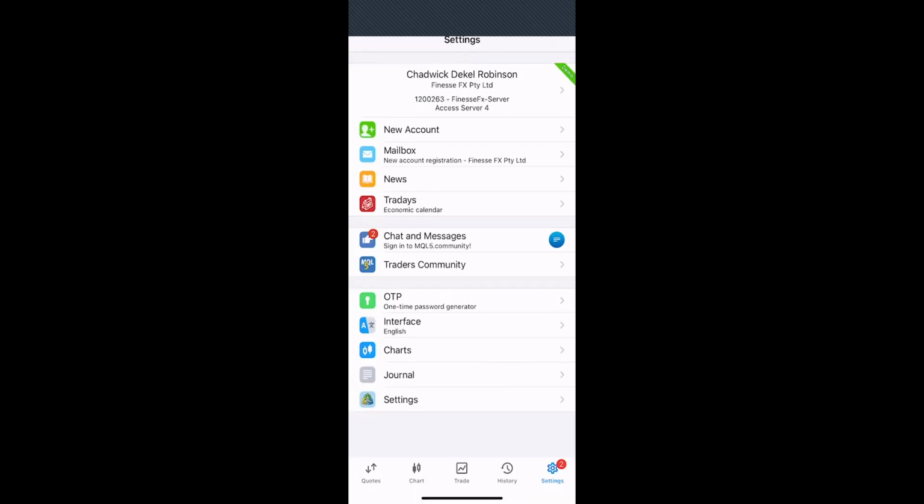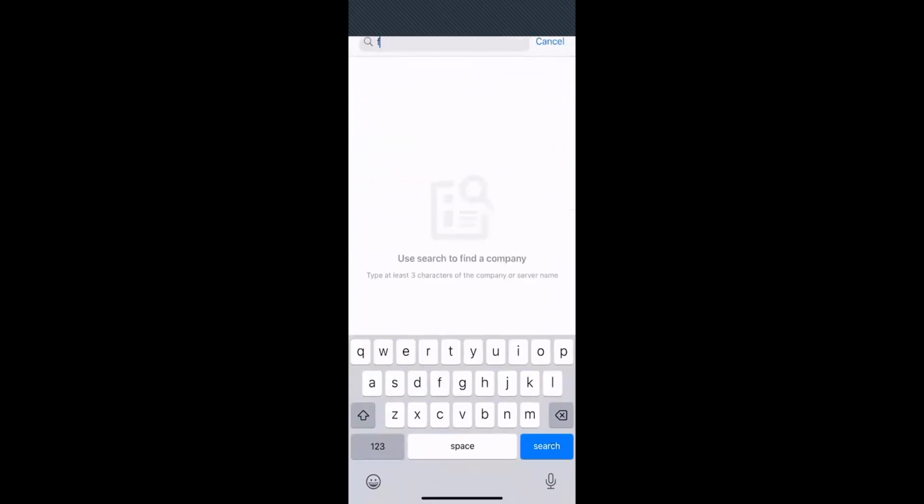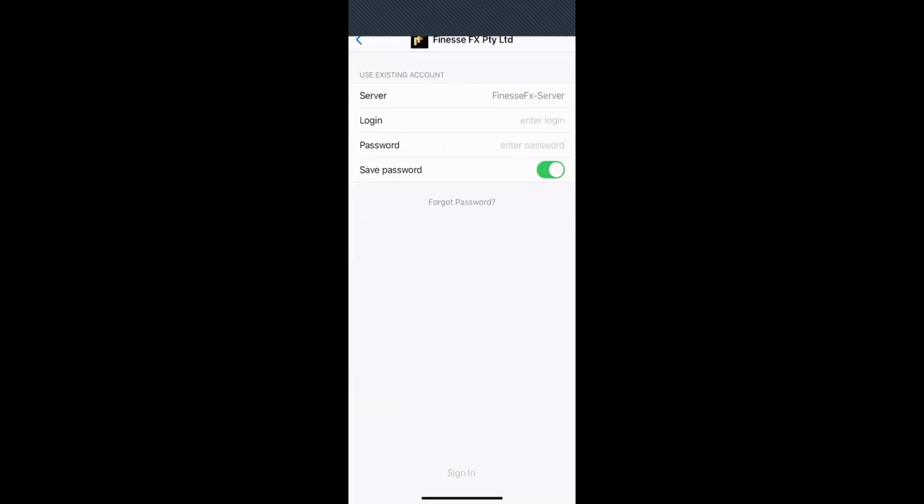So what you'll do is you'll go to the top where you see here, and you can just go to new account. Then you can search Finesse FX and you'll see it right there. You'll click, and it'll ask for your login and your password. You'll enter your login and your password, and now your Finesse FX is connected to your MetaTrader 5. Any questions on that?